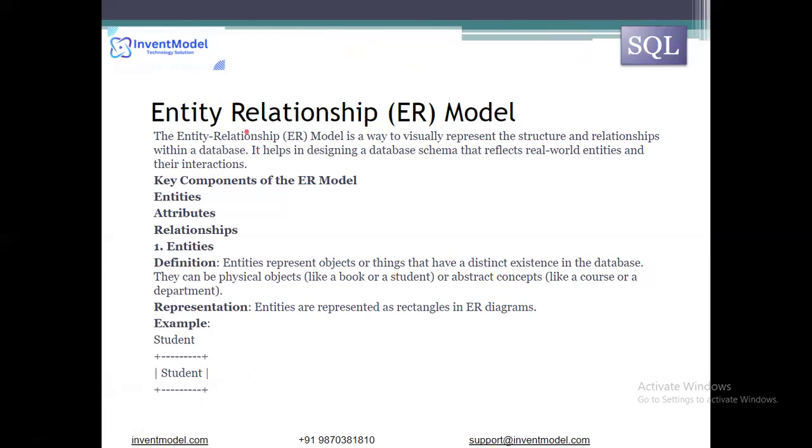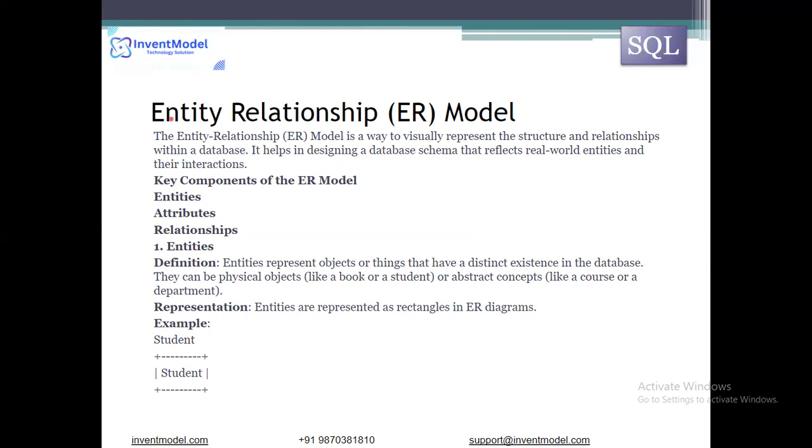Let's remove it. Entity relationship model. The entity relationship model is a way to visualize and represent the structure and relationships within a database. It visualizes the relationships between the structured data. It helps in designing database schema that reflects real world entities, like student and college. These are the real world entities.